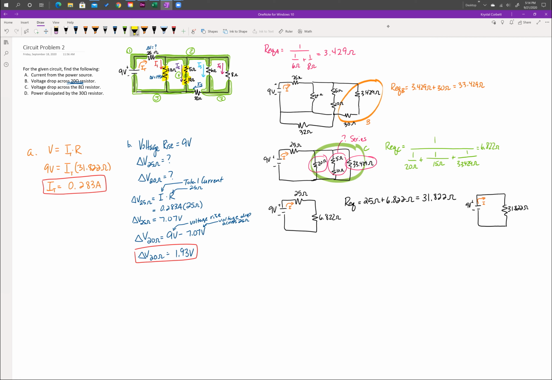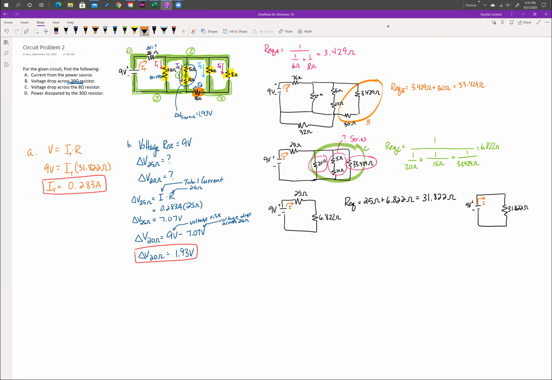Because the 5 and 10 ohm resistors are in parallel with that 20 ohm resistor, you should know that the voltage drop across both of these components has to be the same, 1.93 volts. Now, does that also mean that the voltage drop across the 6 ohm and the 8 ohm are 1.93 volts? Take a second and think about that. It's not, because of this 30 ohm resistor here.